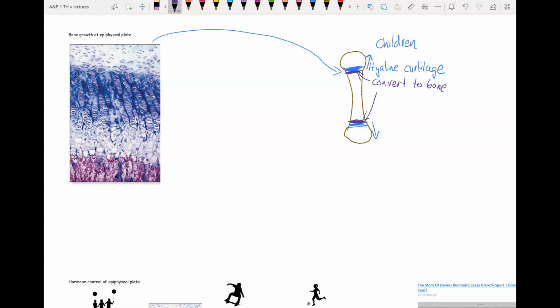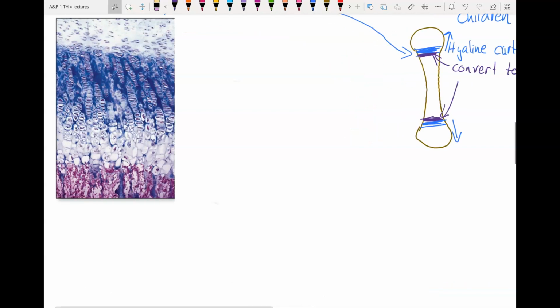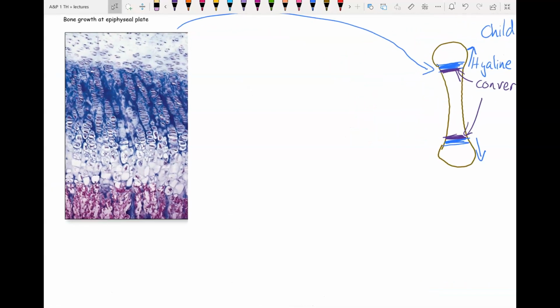So you have a plate of cartilage at each end. That cartilage grows, and as it grows, the old cartilage gets converted to bone. So the bones grow outward from the center, and that's how the bones get longer, and that's how children grow taller. So now let's go back and look at the epiphyseal plate in detail. It is divided into zones. So we're going to start at the top and we're going to work our way down.